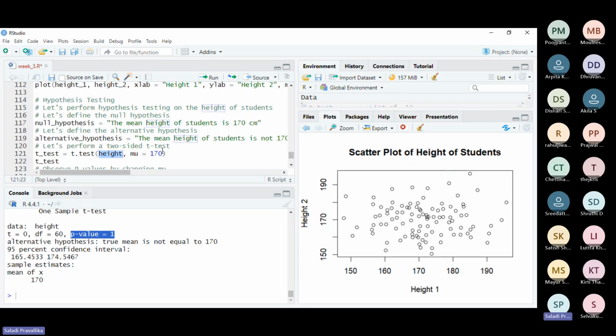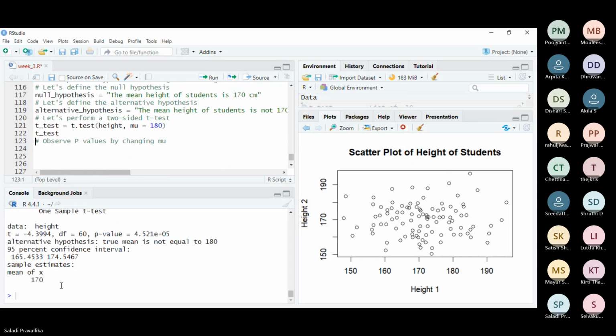Let us say I am assuming that the mean height is 180. If you see, it is telling me no, the mean is 170, and my p-value has reduced from 1 to 4.5 into 10 power minus 5. So my p-value has reduced drastically here, which means that my null hypothesis, that the mean is 180, is completely wrong.